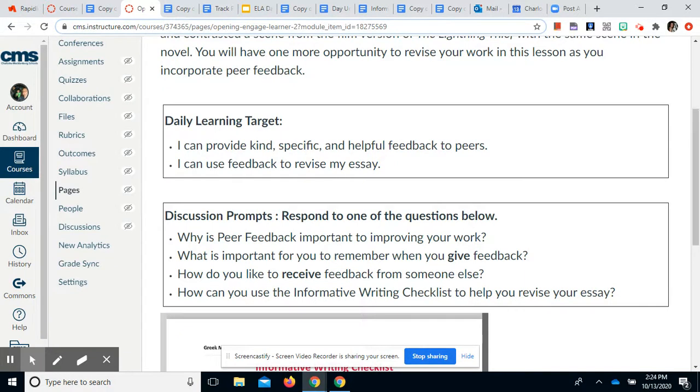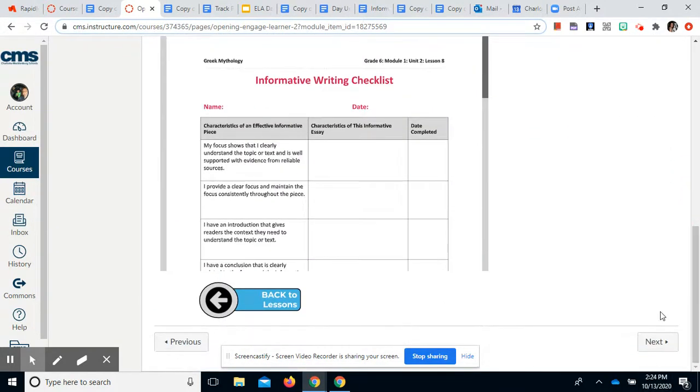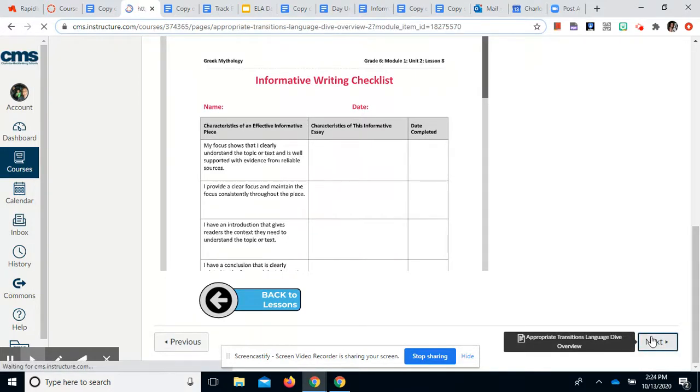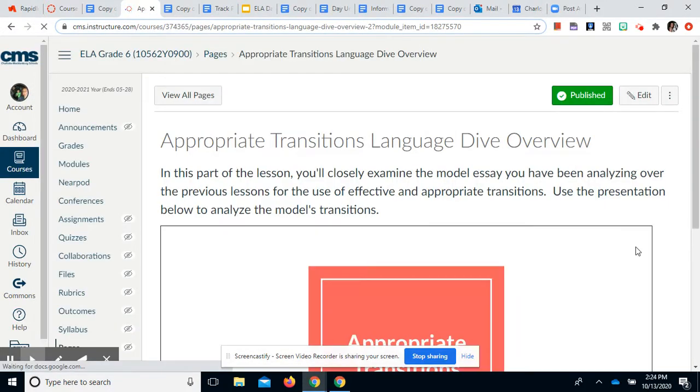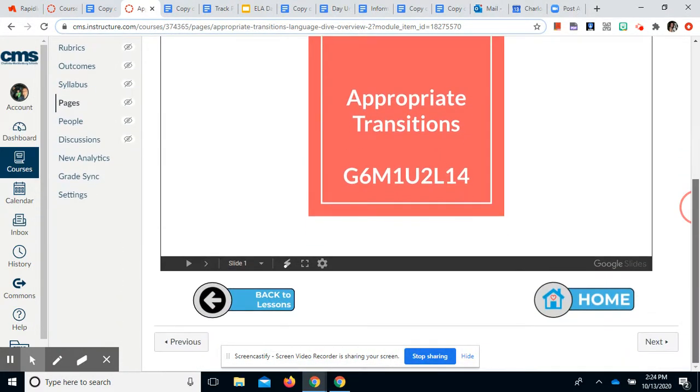Daily learning target. I can provide kind, specific, and helpful feedback to peers. I can use feedback to revise my essay. So today's lesson is all about the opportunity to work with a peer to get feedback before submitting that final essay. We also had a language dive on transitions.